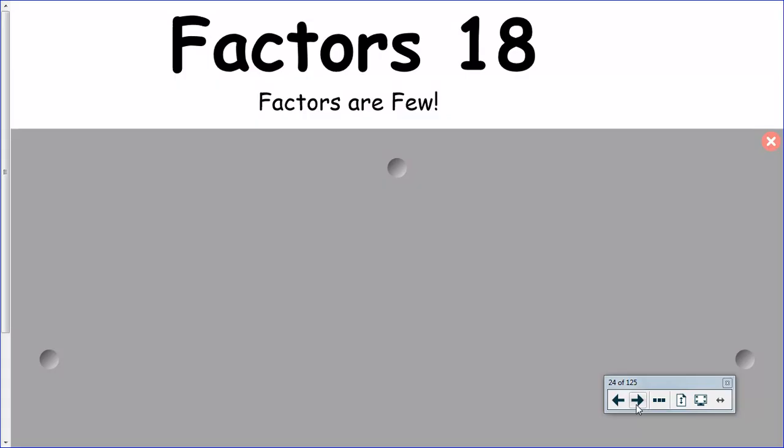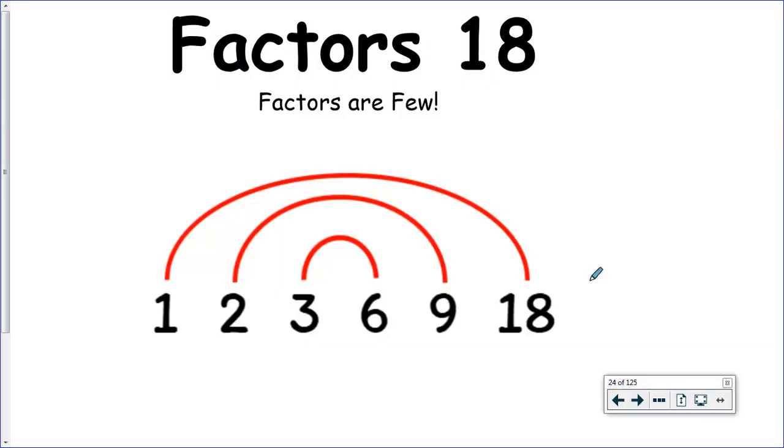Okay, hopefully you had enough time to make your factor rainbow. Let's see what it should look like. It should look like this. 1 times 18 gives me 18. 2 times 9 gives me 18. And 3 times 6 gives me 18. So those are all of the factors of 18.